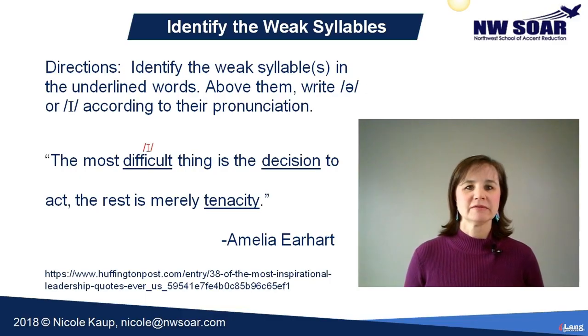Difficult. Difficult has a short I in the middle. Difficult. The weak syllable is the middle one. Decision has two weak syllables, the first one and the last. The first one is spelled with an E, so you can choose to use a schwa or a short I in that syllable. The second one is pronounced in, decision, decision. So that is a short I sound.